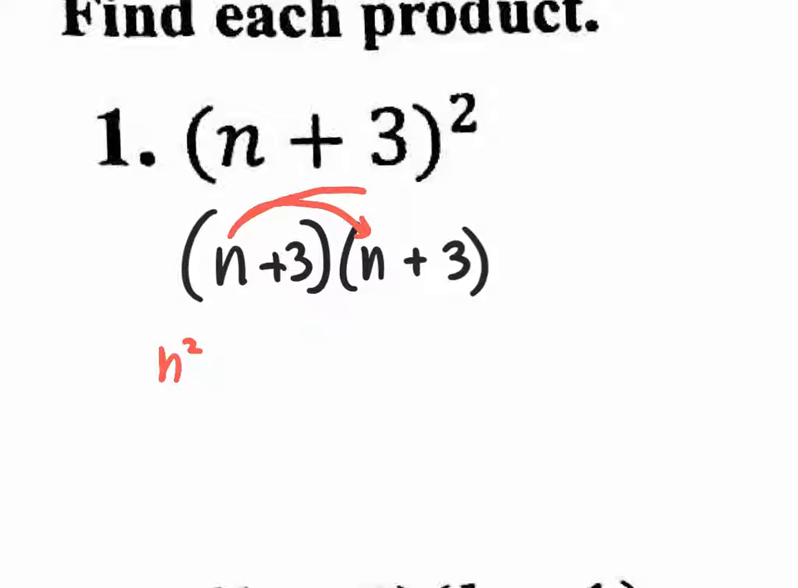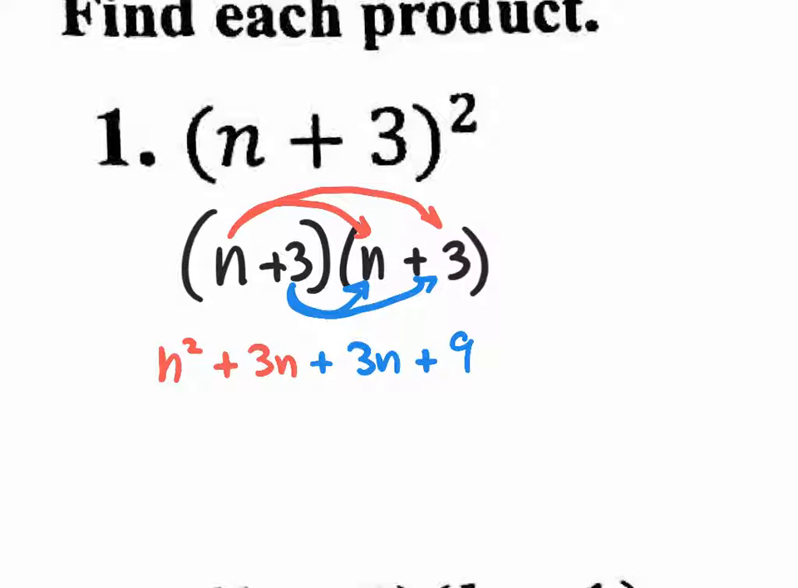And then n times 3, that is positive 3n, because 3n is the same thing as 3 times n. And then we distribute 3 times n, and we get another positive 3 times n, which is just 3n. And then we finally get 3 times 3, that is a positive 9.